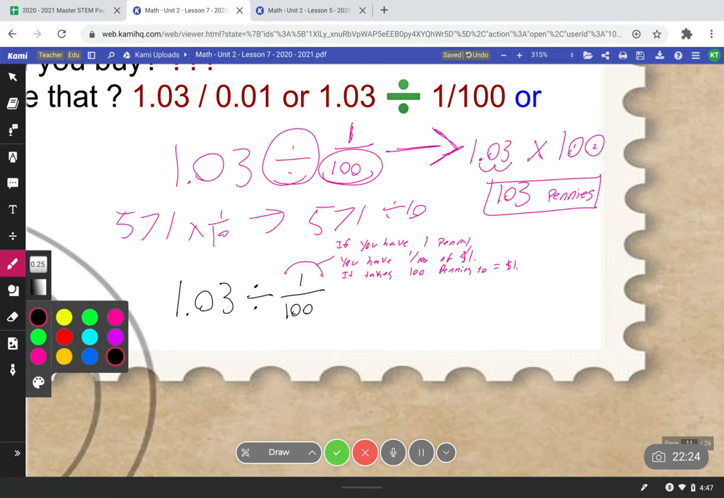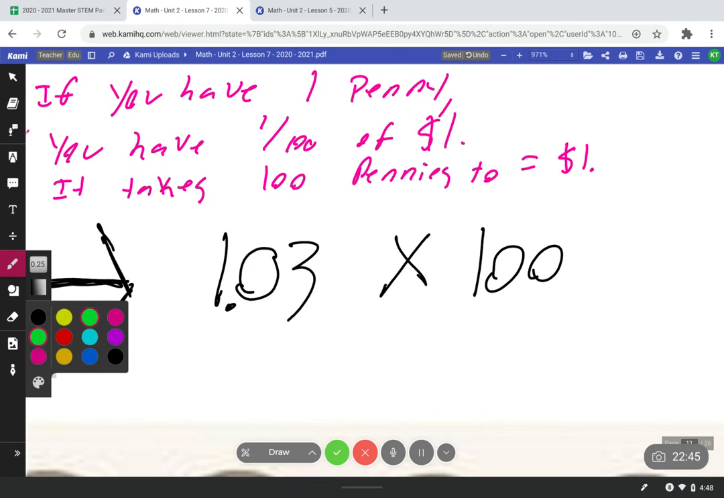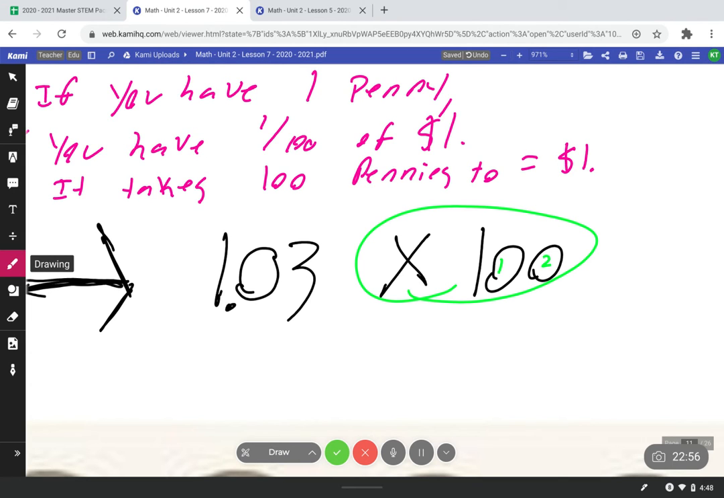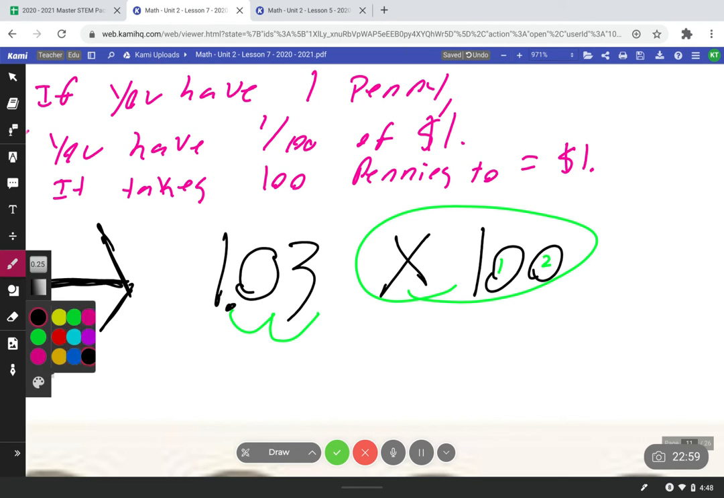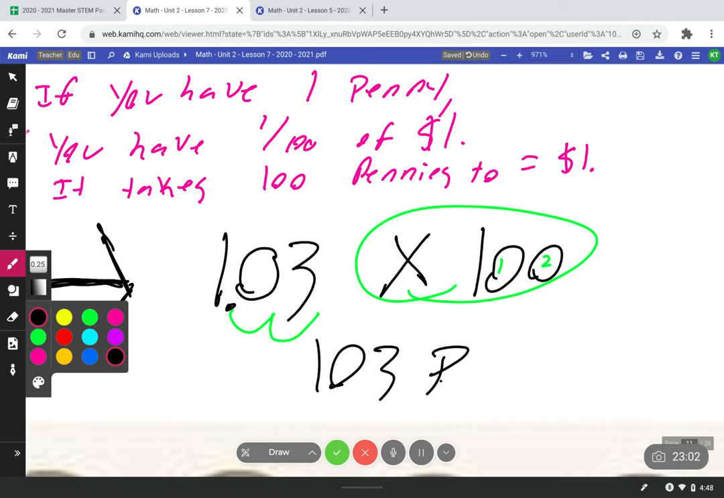So what would be the inverted version of that? I know it's going to be 1.03, and the opposite of division is multiplication, and the opposite of 1 over 100 would be 100. How many place values? 1, 2. And am I increasing or decreasing? I'm increasing because I'm multiplying by a power of 10. So 1, 2. So that is going to be 103 pennies.